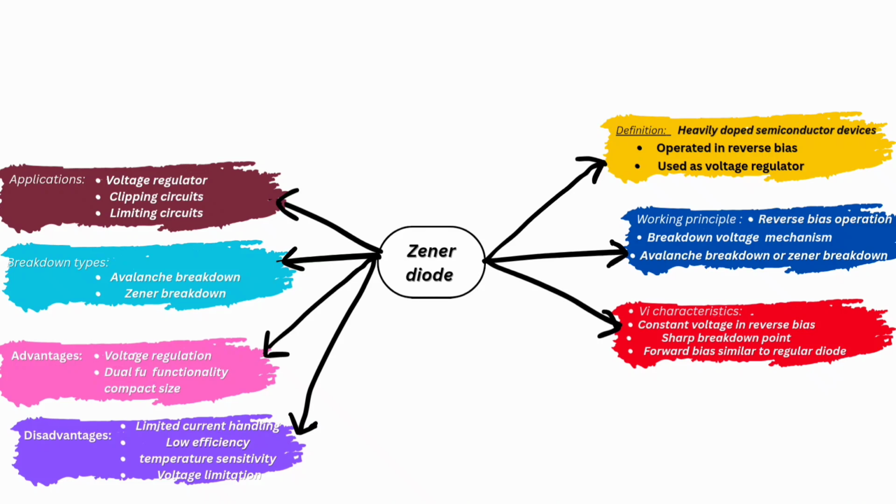Coming to the advantages, the major advantages of this zener diode are voltage regulation, dual functionality, and compact size. And coming to disadvantages: limited current handling, low efficiency, temperature sensitivity and voltage limitation. This is very easy to remember, so in a short time we can remember everything about the zener diode. This is all about the zener diode: its construction, working, applications, advantages, disadvantages. All are covered in this video. In the next video we will see the major difference between avalanche and zener breakdown.